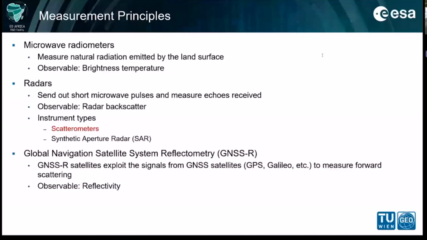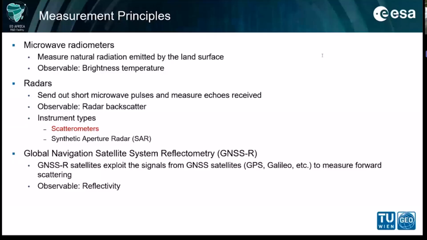In microwave remote sensing, we now have different groups of sensors that can deliver soil moisture. In the past, we focused mostly on passive microwave remote sensing techniques using so-called microwave radiometers that measure the natural radiation emitted by the land surface. Basically, we observe the brightness temperature, which is sensitive to the temperature of the surface plus the dielectric properties, so we can also derive soil moisture here.